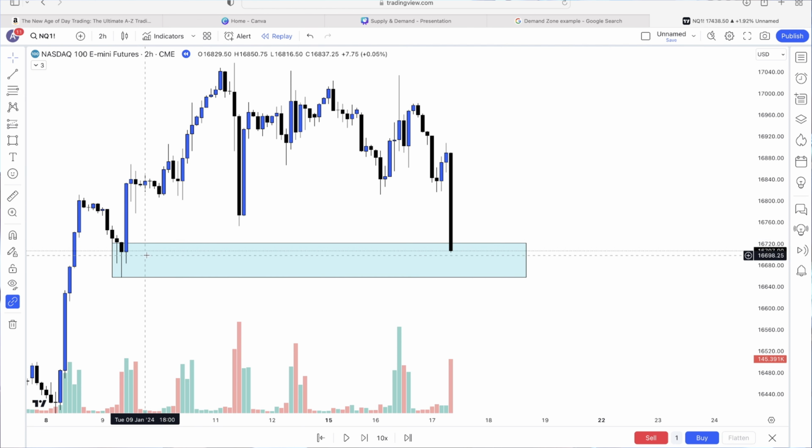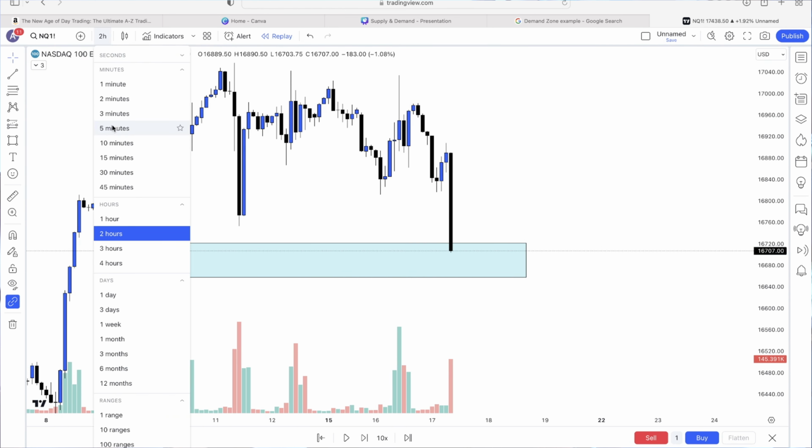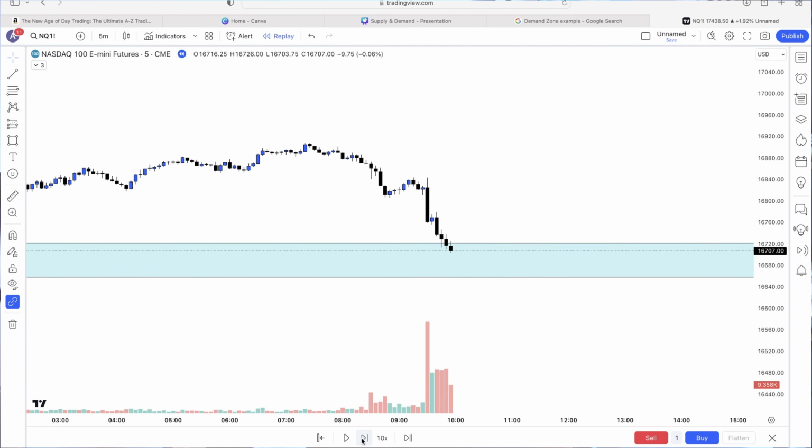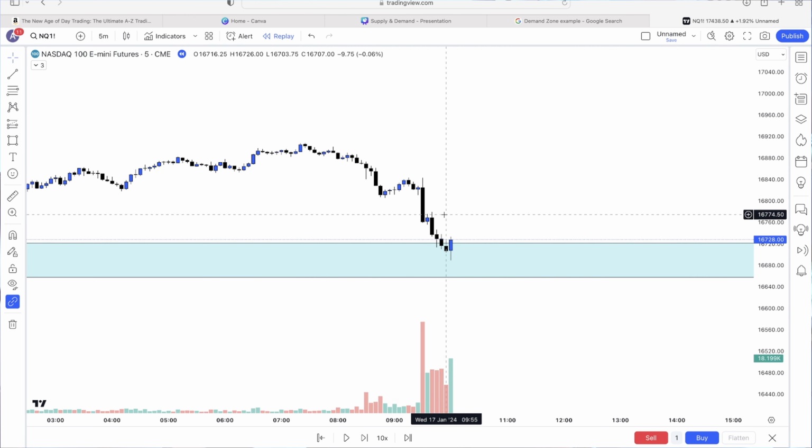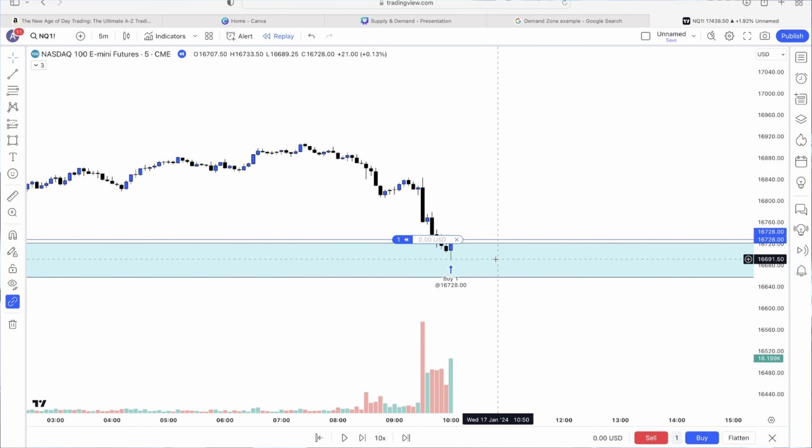As we see right here on the NQ futures, there is a 2-hour demand zone right here. Breaking it down and watching price action intraday, it comes down, it tests the demand zone, larger than average buying volume comes in with a nice bullish candlestick. From there, you would look to get long and you would set your stop loss right below this low right here.